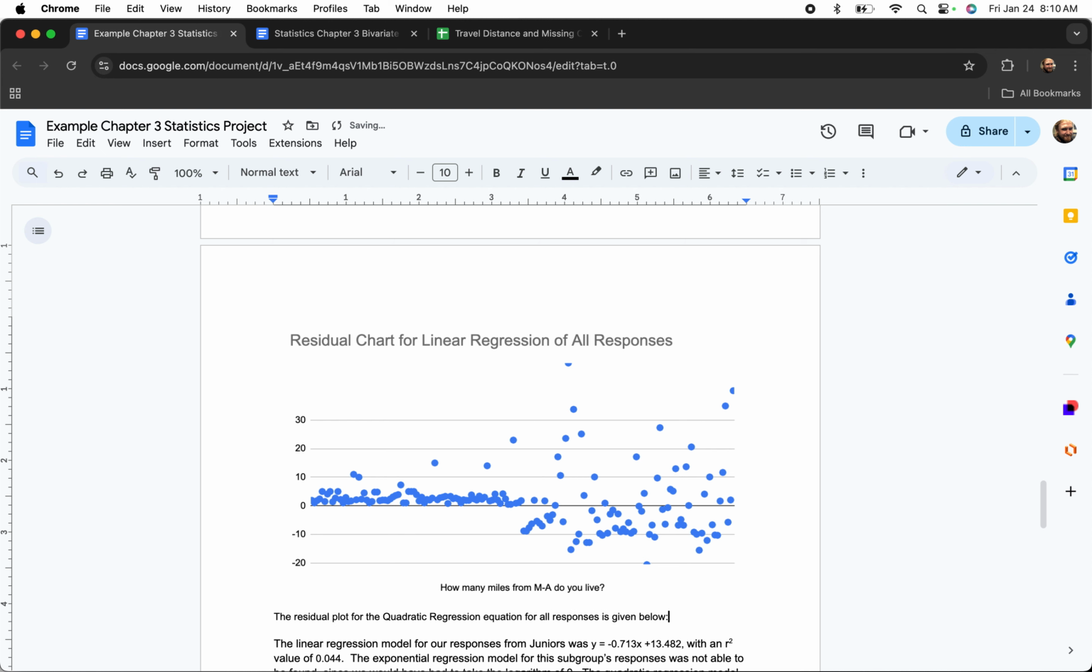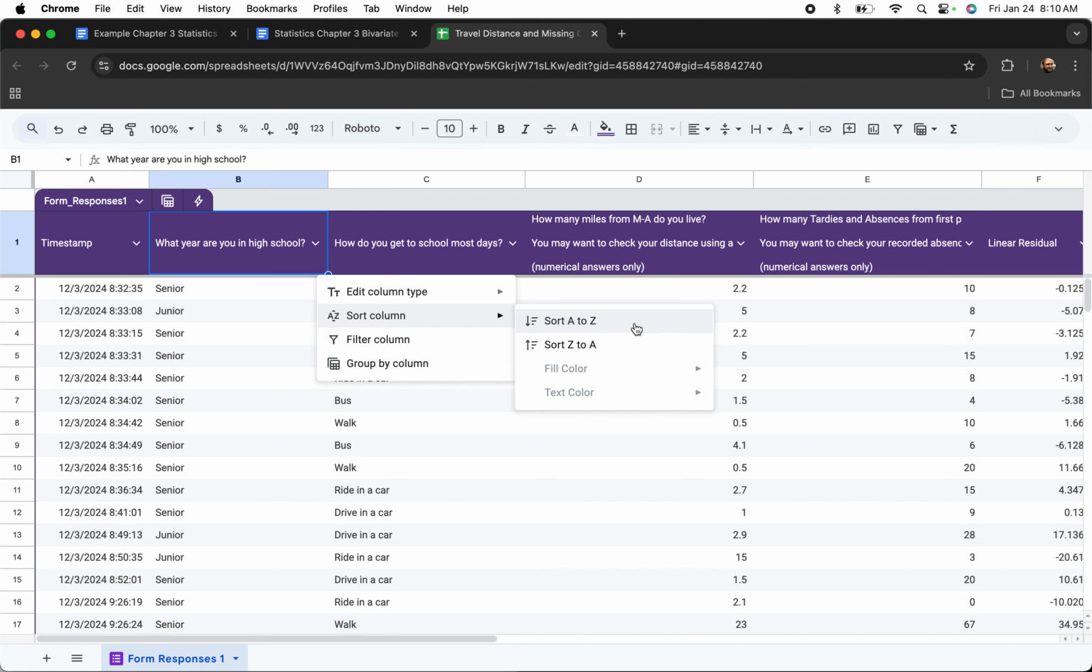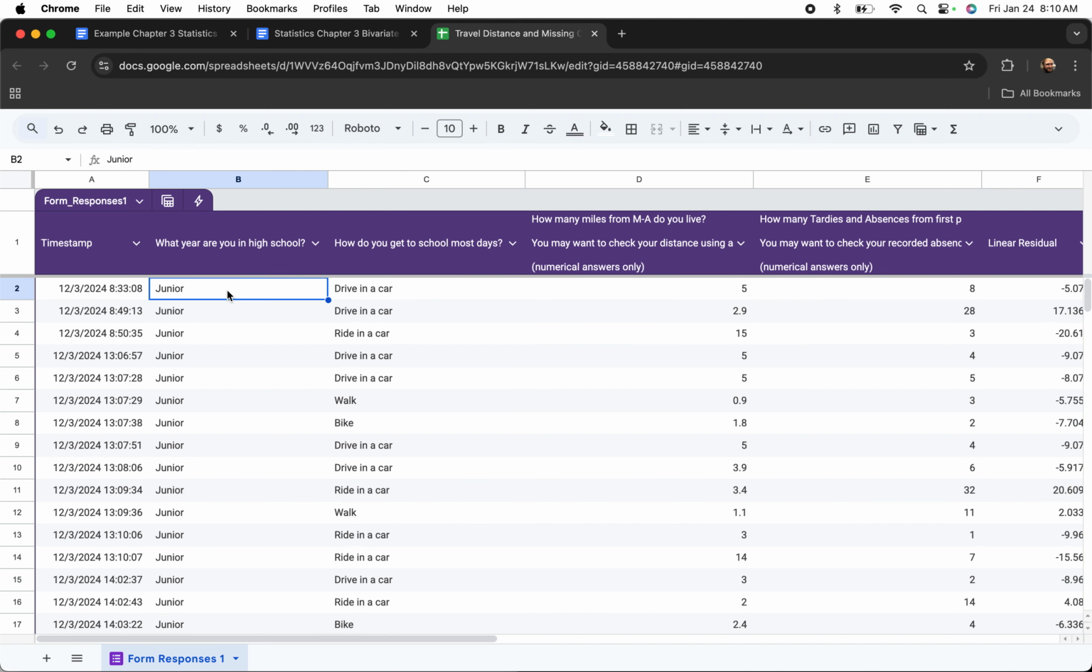Since this is in a table, I can sort the entire table, and this changes not just one column, it keeps all of my rows in order. So this junior originally went with this 5 and this 8, and this person still drives in a car. So you might notice that I've got both juniors and seniors.